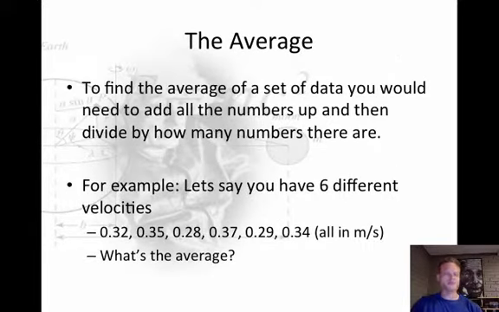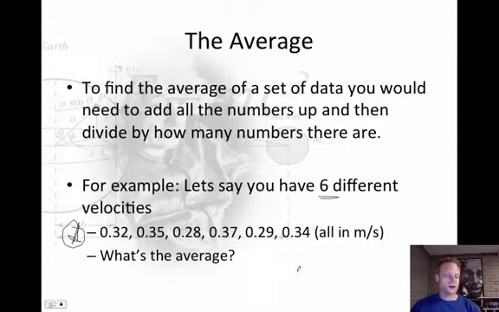The average. I'm going to make the assumption that you guys know how to calculate average already, so I'm going to fly through this really quickly. To find the average of a set of data, all you have to do is add all the numbers up and then divide by how many numbers there are. So for instance, let's say you have 6 different velocities, and I've listed them right here, all in meters per second. I'm wondering, what is the average velocity of these numbers? You'd add all these up and divide by 6 because there's 6 different numbers.